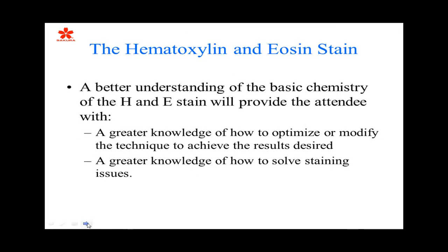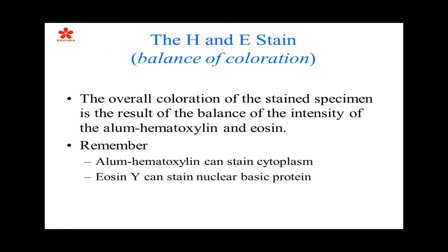Next slide. A better understanding of the chemistry in the H&E stain will help the attendee with understanding how to modify or make subtle changes based on the preference of your pathologist, and basically how to problem solve staining issues when they arise. Overall coloration of the stained slide is a result of the balance of the intensity of the hematoxylin and the eosin. Now this is a key thing to remember, that the hematoxylin can stain cytoplasm, which it is not actually supposed to do, and the eosin can stain nuclear basic protein.